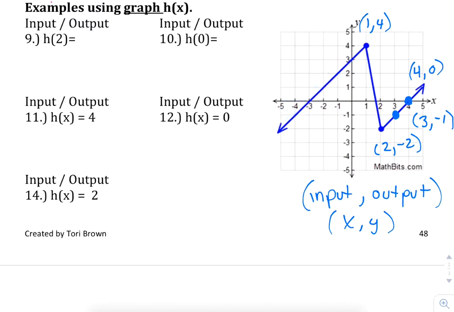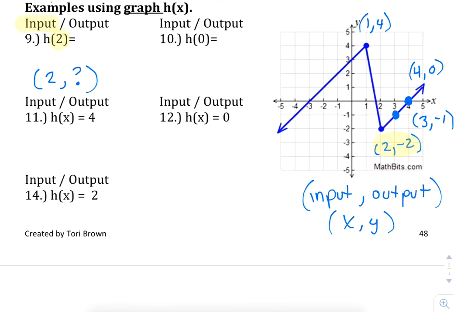All right, so let's look at the first one. Problem number 9 says I have a 2, h of 2. It's in the parentheses, so it's my input. So we are looking for a point that looks like this. 2, something. Well, if I look on my graph, I already have one of those dots, right? I already have a point that's labeled 2, what?